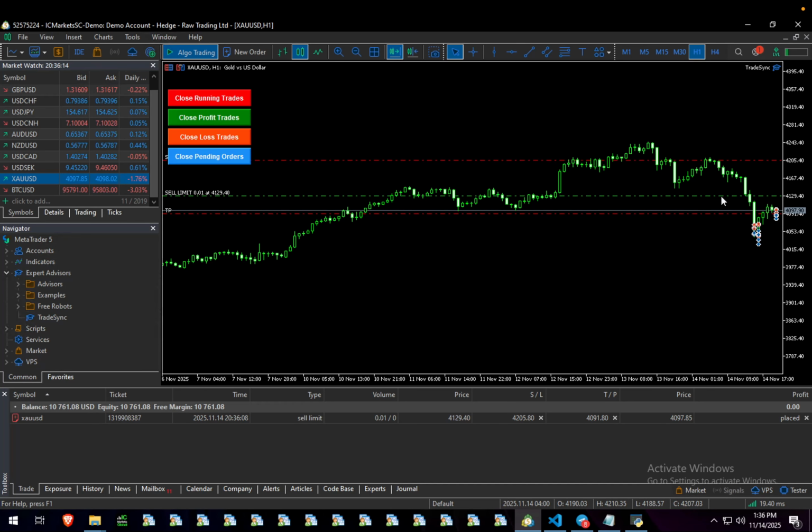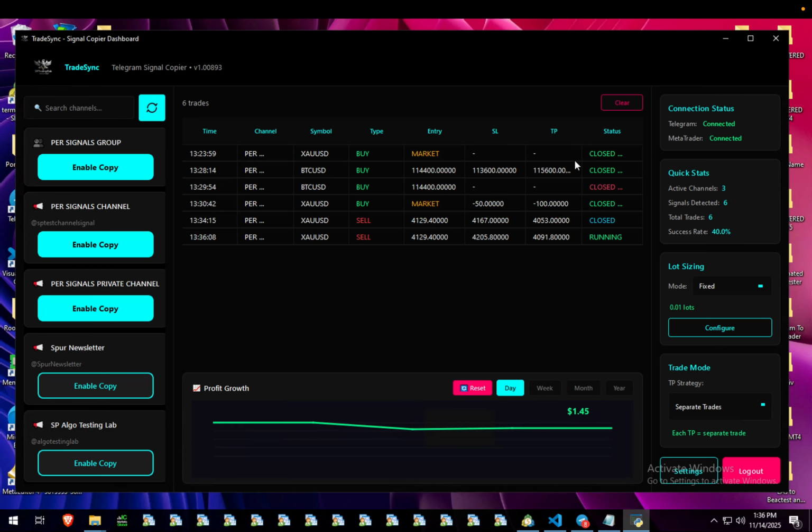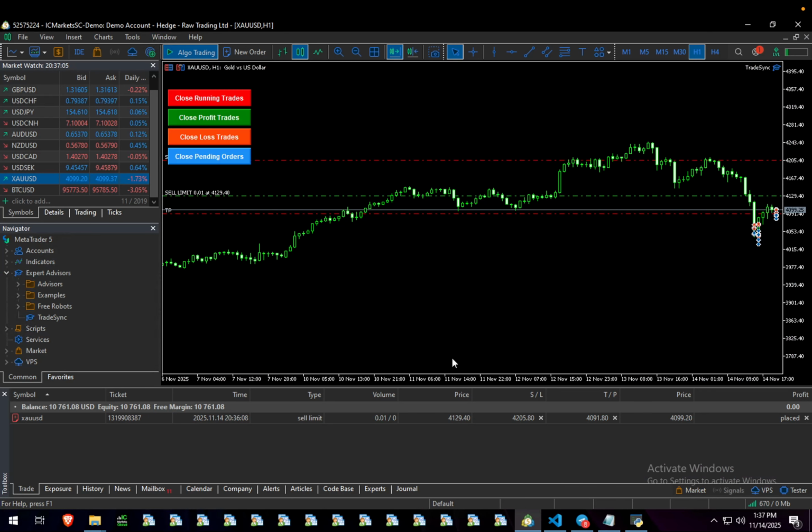This reverse mode is especially useful on days when the admin is having losing trades. If you want to trade in the opposite direction of the admin signals, you can enable the reverse feature so that every trade is flipped. This way, when the admin's trades lose, your reverse trades have the potential to end in profit.